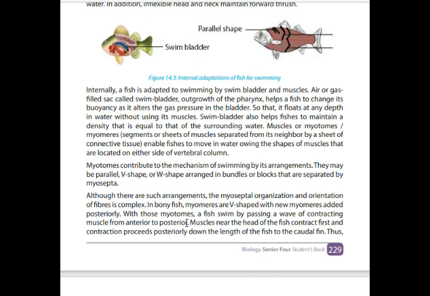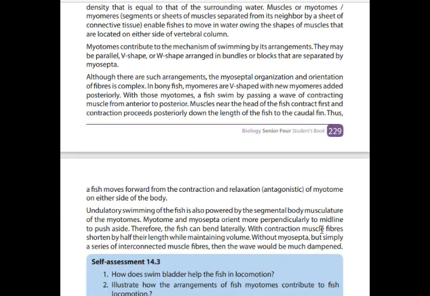Without myosepta, but simply a series of interconnected muscle fibers, the wave would be much dampened. This, I think, is understandable.